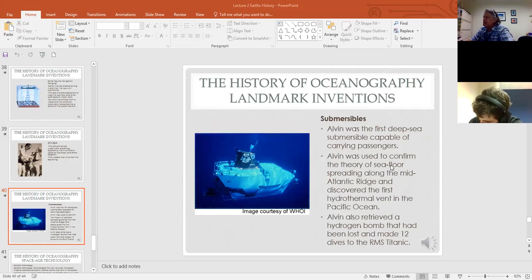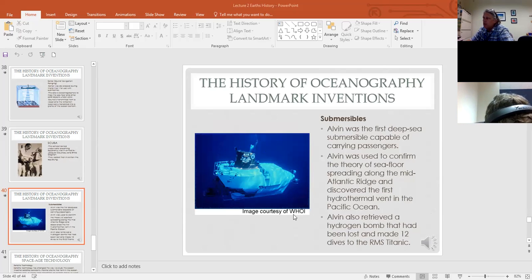One of the first deep sea submersibles, Alvin, discovered ocean vents. They also used Alvin to do the Titanic excavation. So Alvin is one of the famous submersibles.